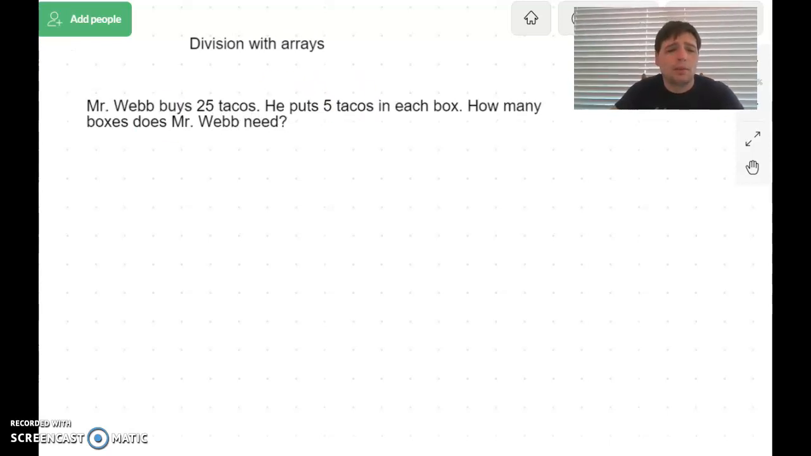When we look at this problem, we need to take it step by step. We have 25 tacos, and he's putting 5 tacos in each box. We want to know how many boxes does Mr. Webb need. So we're not looking for how many tacos. We're looking for how many boxes. So that might help us think about it.